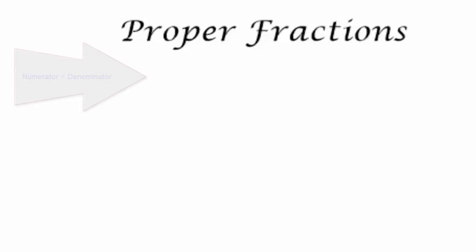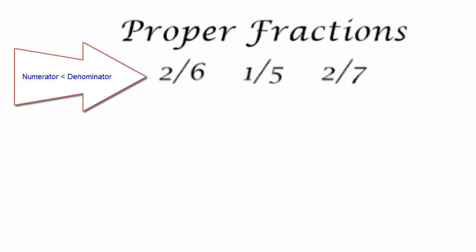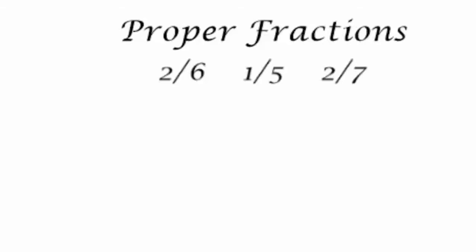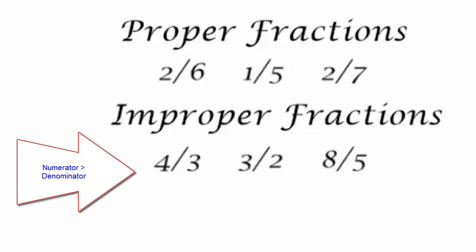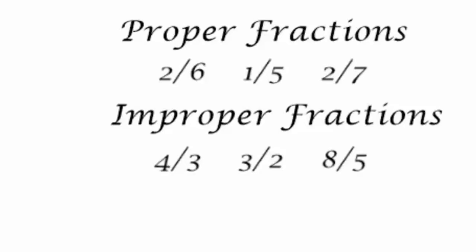That is, fractions where the numerator is smaller than the denominator, 2/6, 1/5, 2/7. These all represent numbers that are parts of a whole number and essentially less than 1. But now we introduce improper fractions and we'll discuss how they relate to mixed numbers. An improper fraction, as we see here, is a number where the numerator is larger. 4/3, 3/2, and 8/5 are all representations of improper fractions and they all relate to a mixed number.